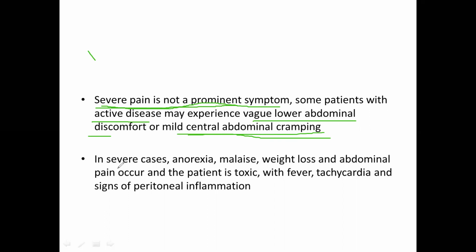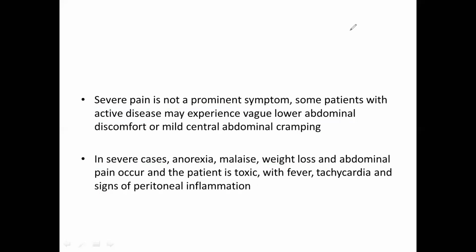In severe cases, you should focus on this line. In mild cases there are no constitutional symptoms, but in severe cases you may get constitutional symptoms like anorexia, malaise, weight loss, and abdominal pain, and the patient is toxic. How can we identify that the patient is toxic? You will get fever, tachycardia, and signs of peritoneal inflammation. These findings are usually found in severe cases.